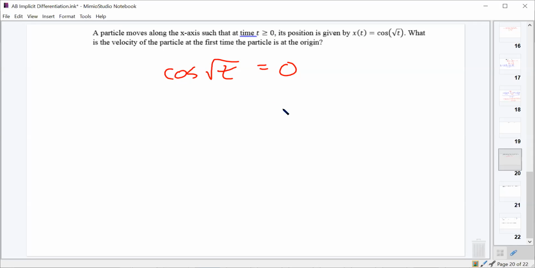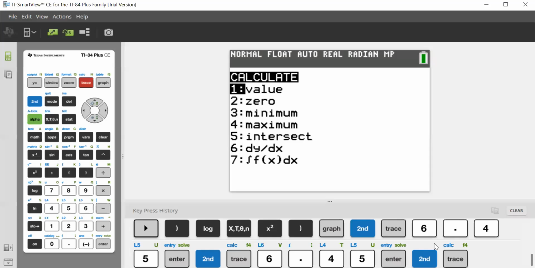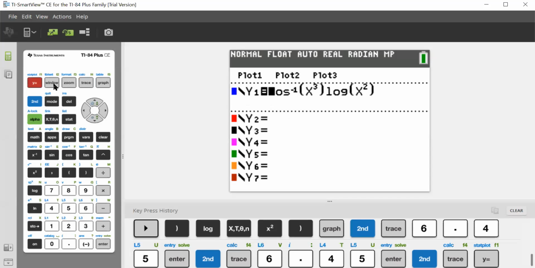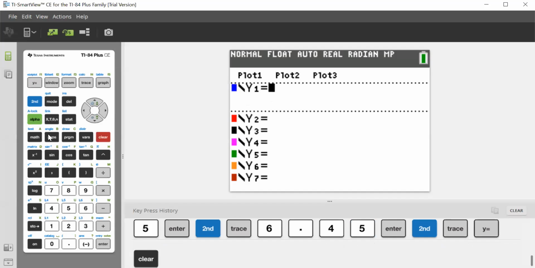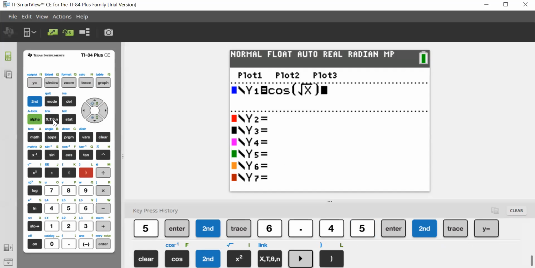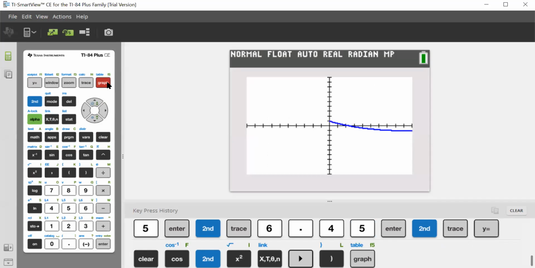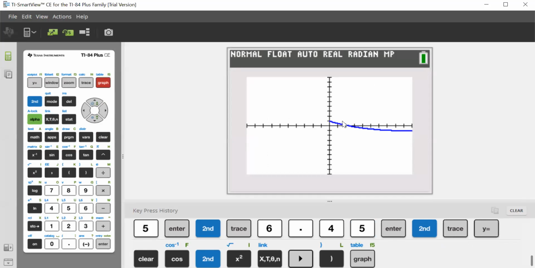Okay, so we could algebraically solve this. It's actually not that difficult to do, but I just want to make sure we're at least marginally comfortable with our calculator. So we could go in here and graph the function cosine of the square root of x, since we can't do a t. And if we want to know when that is equal to 0 for the first time, all we have to do is look at when it crosses through the x-axis, right?